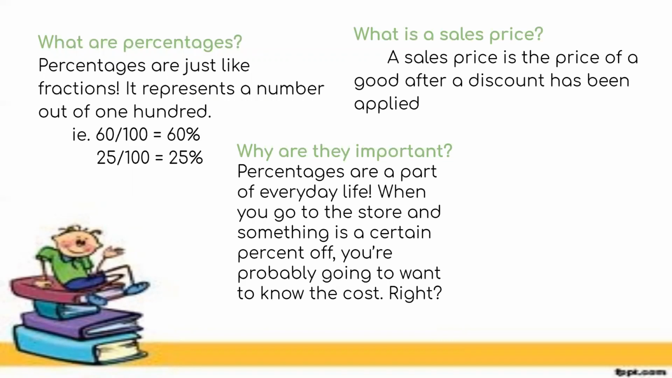Lastly, what are sales prices? A sales price is the price of a good, like a shirt or a game, after a discount has been applied. So that $40 t-shirt you found, once the 25% off has been applied, that would be the sales price. So in this case, the sales price of the t-shirt would be $26. Great, you can afford it.